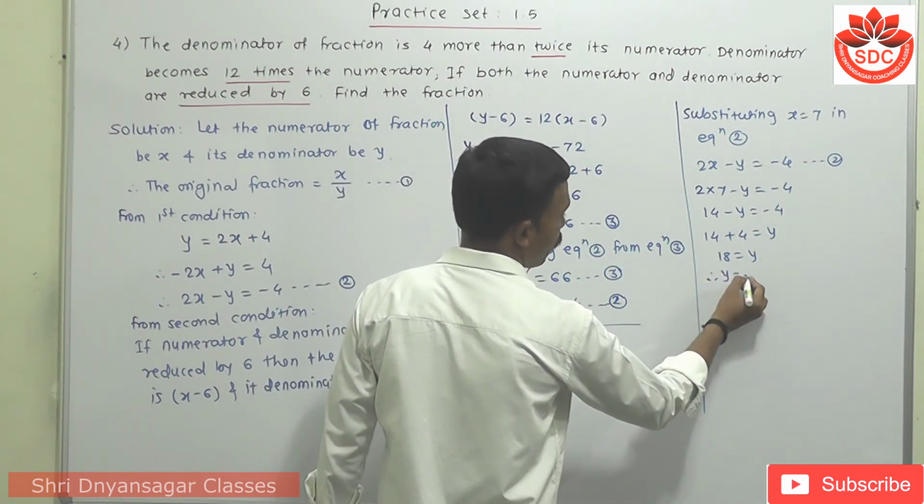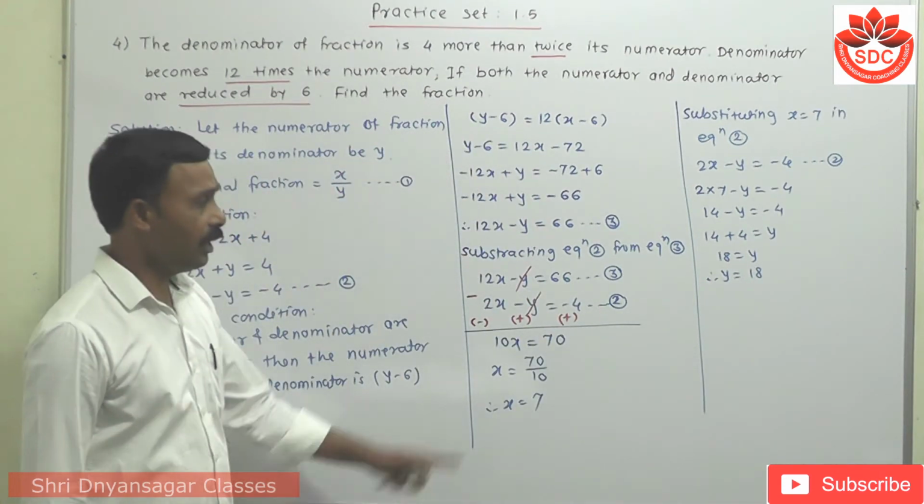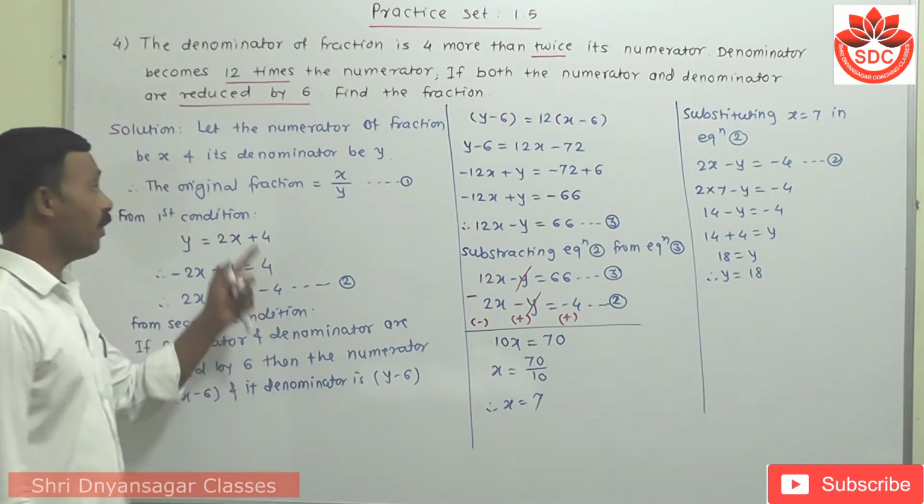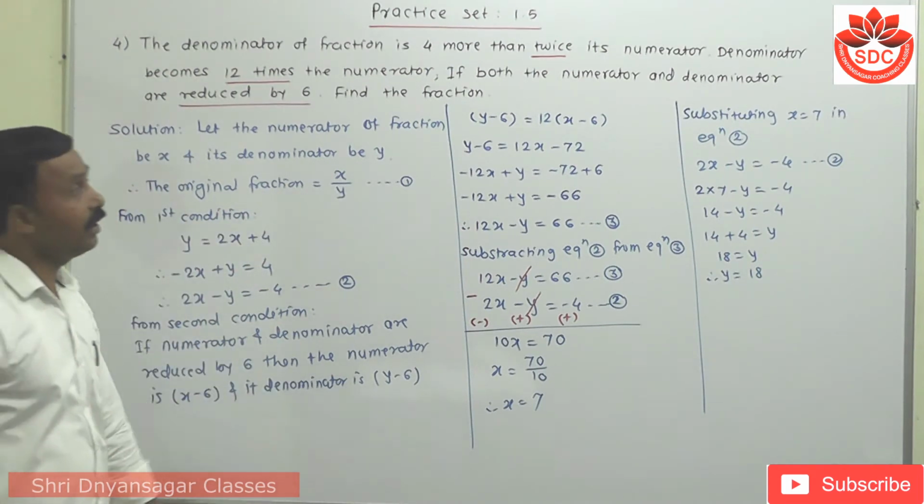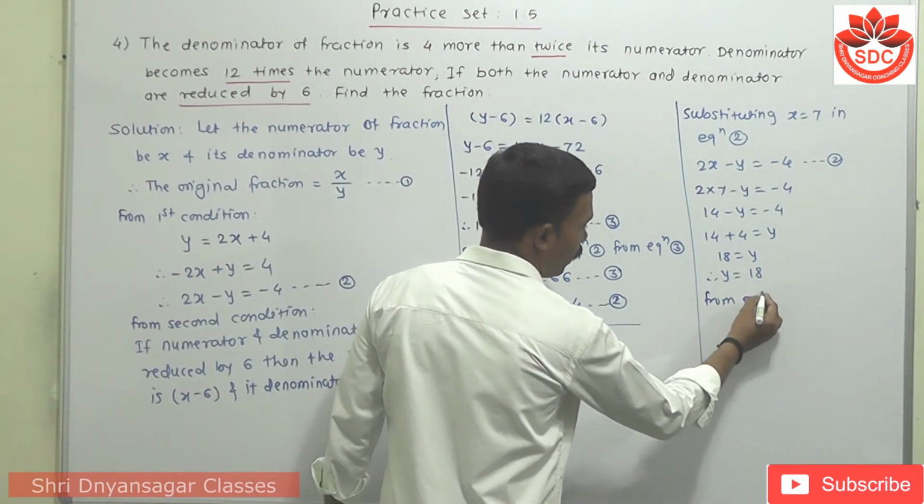Therefore, the value of y is equal to how much? 18. Now here, x is 7 and y is 18. We have to find out the original fraction, which means from equation first, we have to find out the fraction. Therefore, I have to write it from equation first.